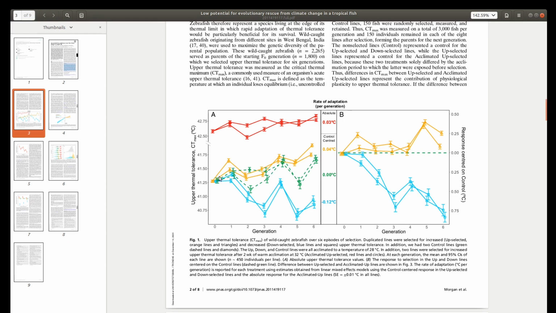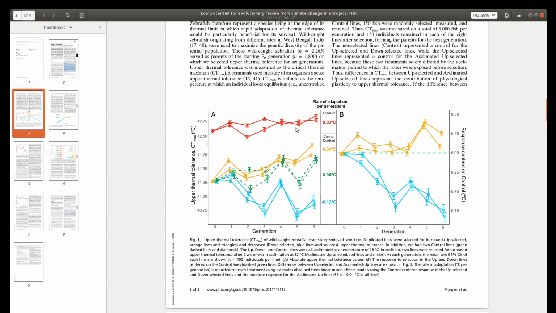So here we've got the yellow lines. This is generation on the x-axis, upper thermal tolerance on the y-axis, the response to the CT max test. Yellow lines are the up-selected lines. Blue lines are the down-selected lines. And the green is the controls.